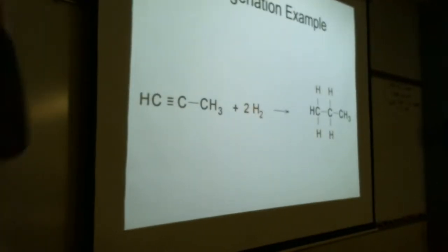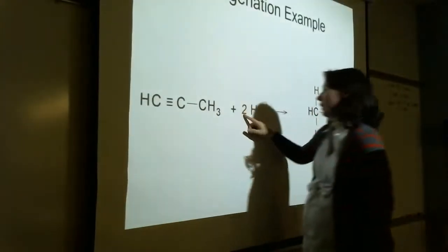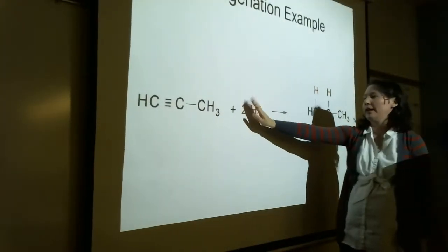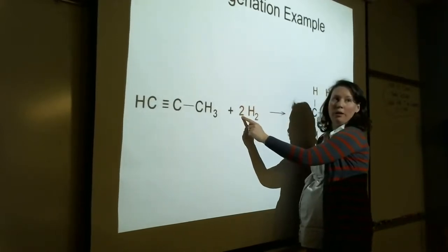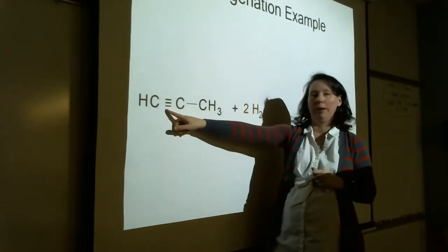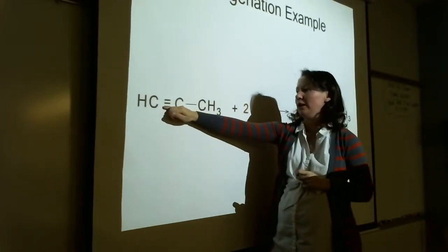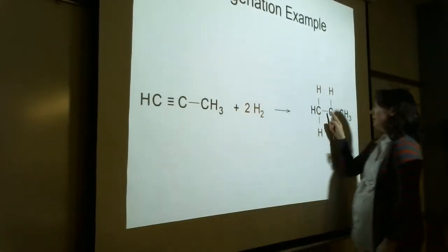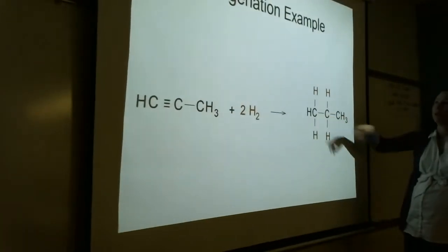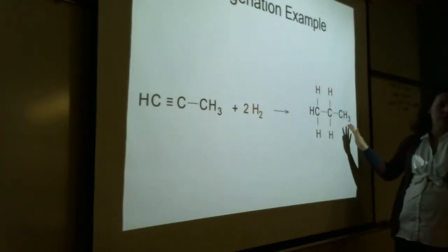The major difference between hydrogenation of an alkene versus hydrogenation of an alkyne is instead of having one H2 molecule, you've got to have 2 of them. Why? Because you've got a triple bond here. If you react 1 molecule of H2, that reduces you down to a double bond, and then the second one reduces you down to a single bond. So you're taking that triple bond and reducing it all the way down to an alkane.